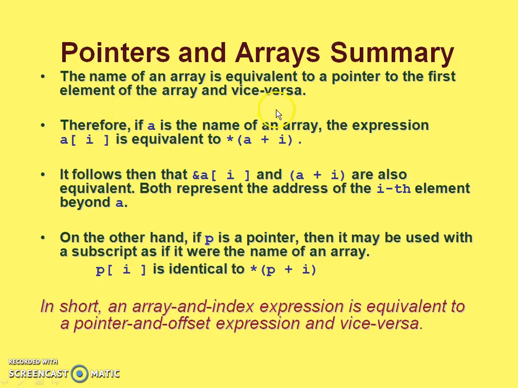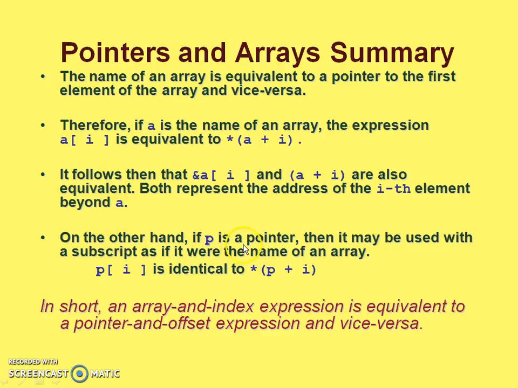Now the name of the array is equivalent to a pointer to the first element of the array and vice versa. Therefore, if a is the name of the array, then the expression a[i] is equivalent to *(a + i). It follows then that &a[i] and a + i are equivalent. Both represent the address of the ith element beyond a.